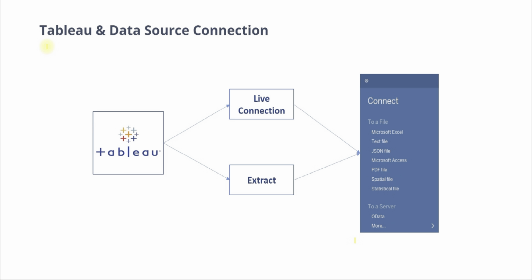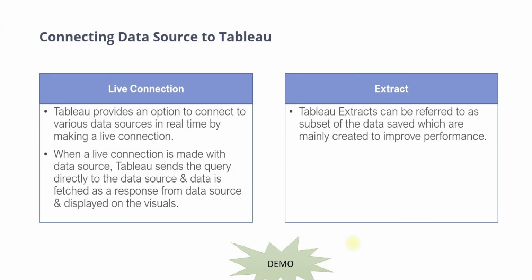The very first topic of Module 2 is Tableau and data source connection. Tableau provides two types of data source connections. The first one is live connection and extract. These are further used to connect to a file like Microsoft Excel, text file, JSON file, PDF, etc. or to a server like OData, MySQL, etc. Let's understand a bit more about them in detail.